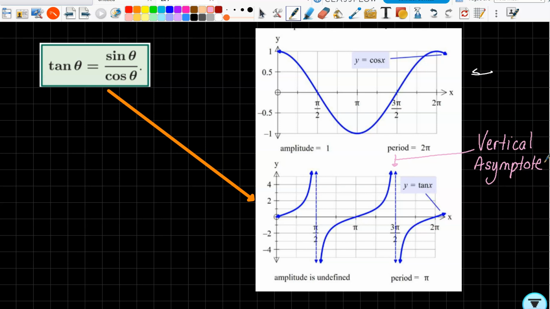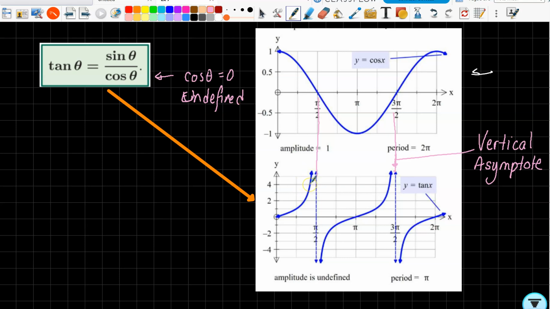tan function. So notice, why have I included the cosine graph here? Can you see they line up? I did that deliberately, took me a while. And that is because you cannot divide anything by 0, right? So when cosine equals 0, we get an error. It is undefined. And that's why we have this thing called a vertical asymptote. Does that make sense?